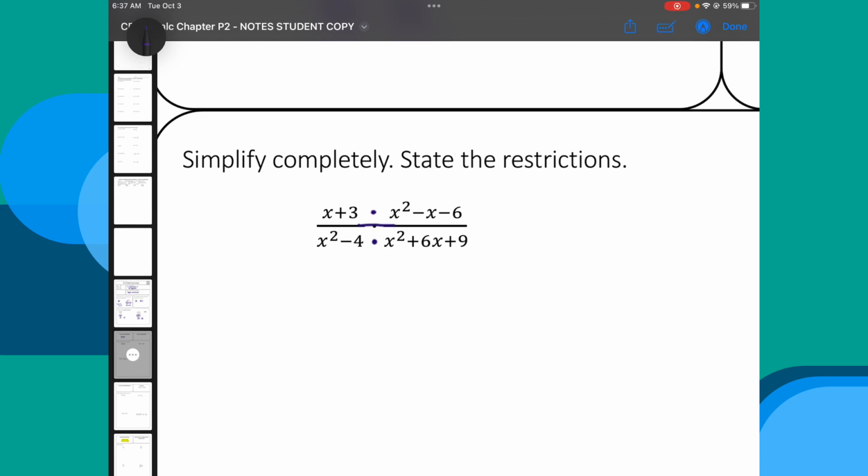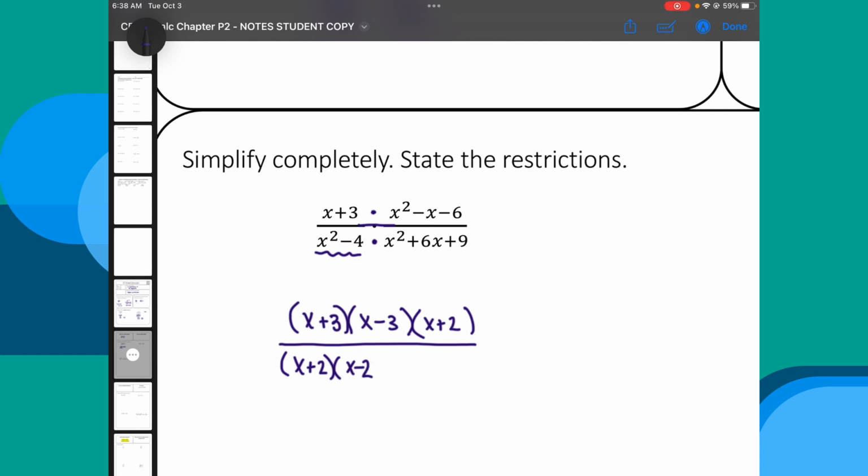We're going to start by factoring. So we have the factor x plus 3. We can't factor that at all. And then our second numerator can get factored into x minus 3, x plus 2. Right here, we have a difference of perfect squares, so we're going to factor that into x plus 2, x minus 2. And then we'll factor the last trinomial, which will be x plus 3, x plus 3.